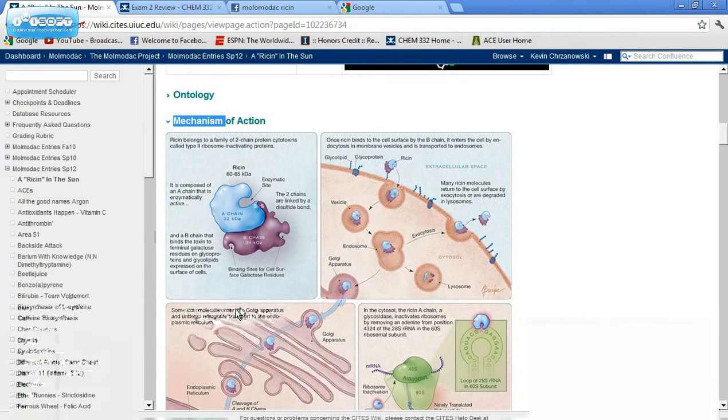The A chain is responsible for the depurination of adenine, leading to the deactivation of the ribosome. The B chain has a binding site that attaches the ricin to the cell. After dissociation of the two chains, the A chain enters the cell and performs its attack. Once ricin attacks, protein synthesis in the cell stops and the cell dies. Next, we'll look at the challenges for this mechanism.